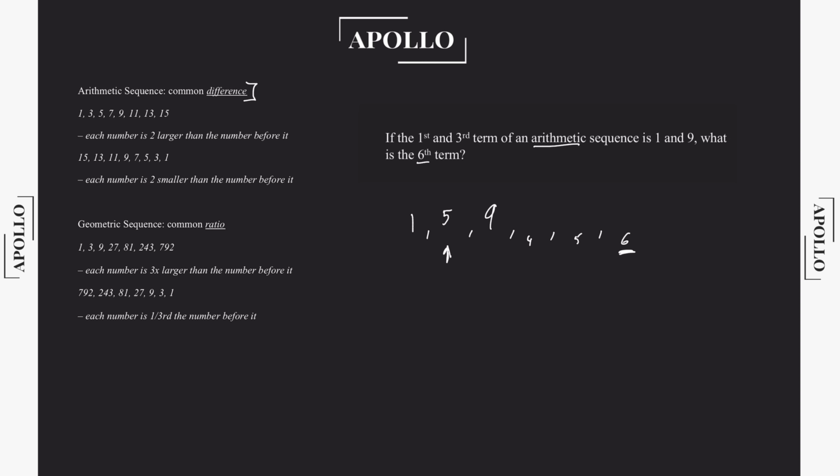And then we're just going to have to continue this, right? So 9 plus 4 is going to give us 13. 13 plus 4 is going to give us 17. And then lastly, what our answer is going to be is 17 plus 4 is going to give us 21. So first thing you have to do in any of these problems is either find the common difference or the common ratio and just extend it outward.